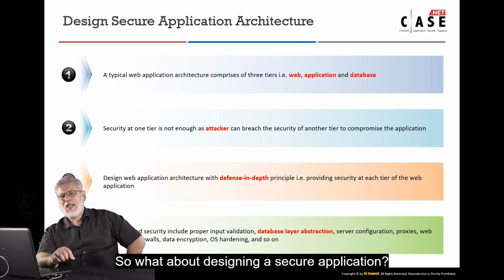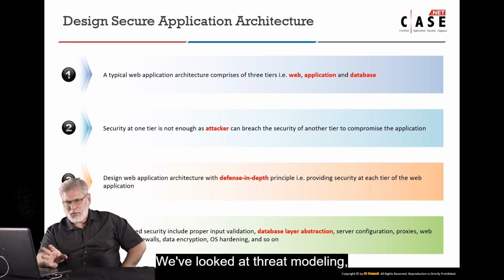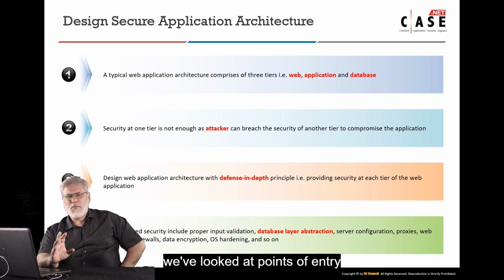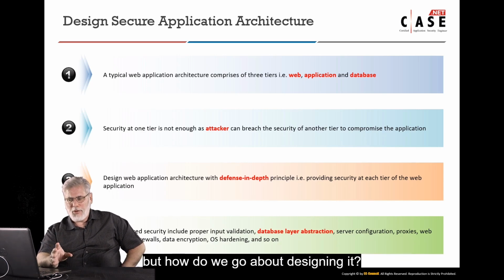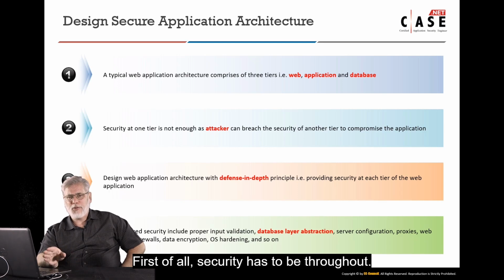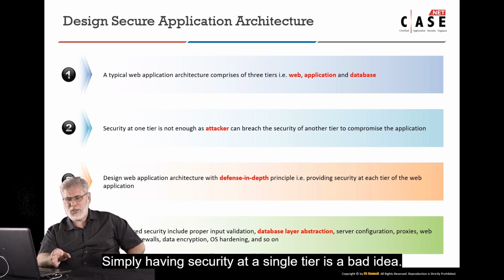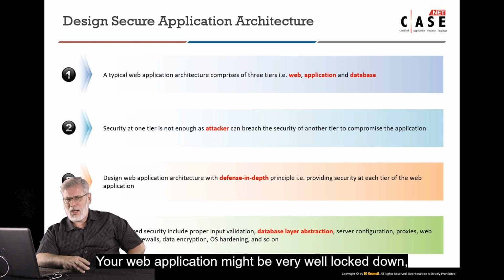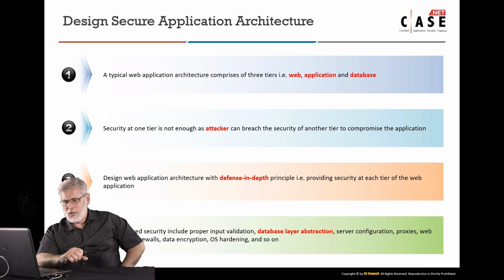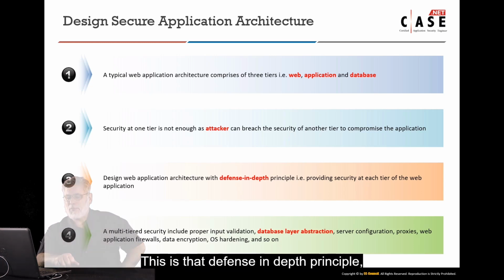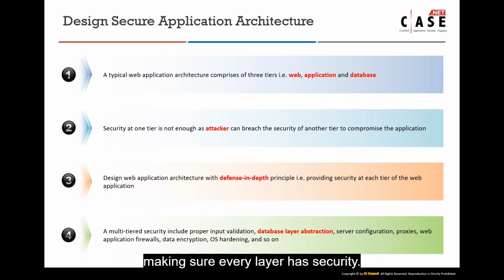So what about designing a secure application? We've looked at threat modeling, we've looked at points of entry and all these different models like STRIDE and DREAD. Well, how do we go about designing it? First of all, security has to be throughout. Simply having security at a single tier is a bad idea. Your web application might be very well locked down, but the database you're talking to should be equally secure. This is that defense in depth principle, making sure every layer has security.